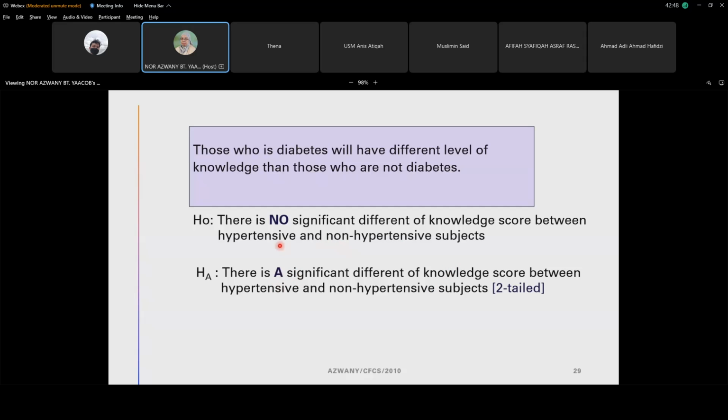Then the alternative is just changing the no to a. This is numerical because it's score. If it is categorical, then there's no association. Okay, go back to the lecture note on how to write the alternative and null hypothesis. This is actually easy marks for you, but many students fail to get the marks because they just simply write no different of knowledge between hypertension, full stop. Then we cannot give you marks on that.